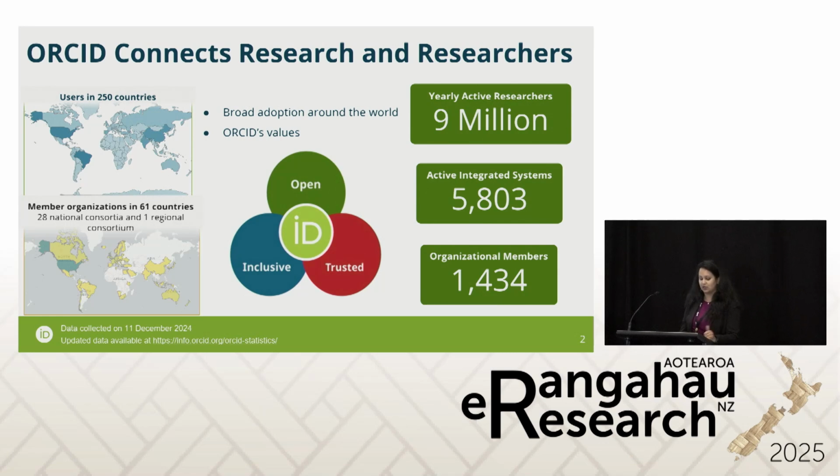ORCID aims to be a trusted part of the research infrastructure. It provides clarity on research contributions and the people behind them. It is guided by privacy and researcher control. ORCID's work is also transparent and open, and they are committed to inclusivity.